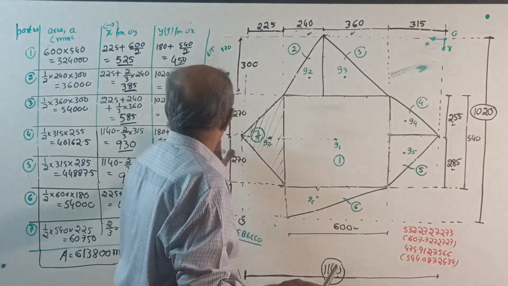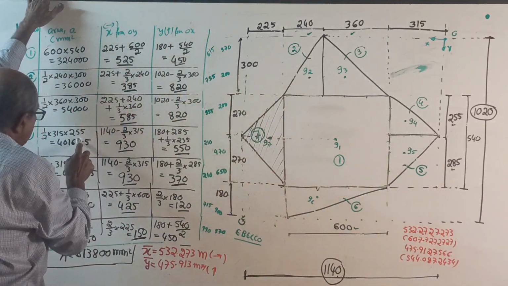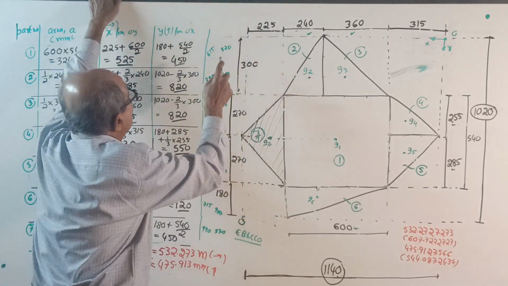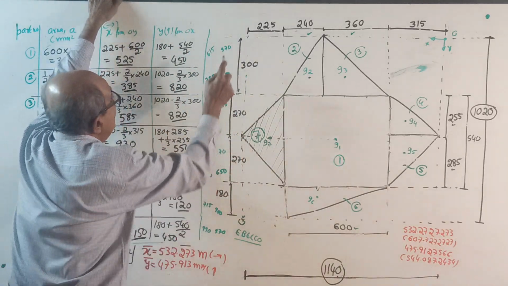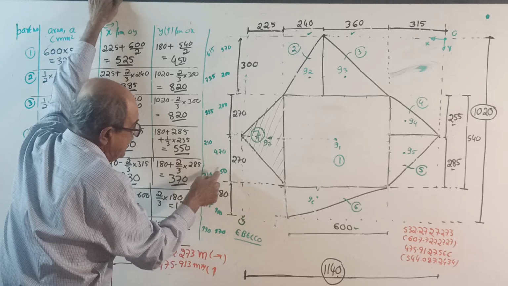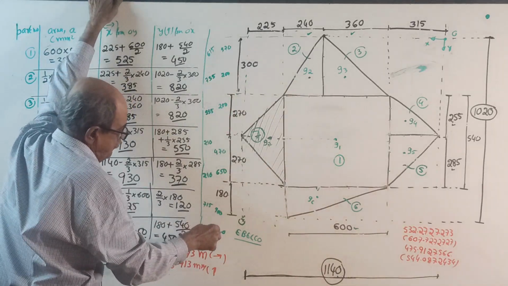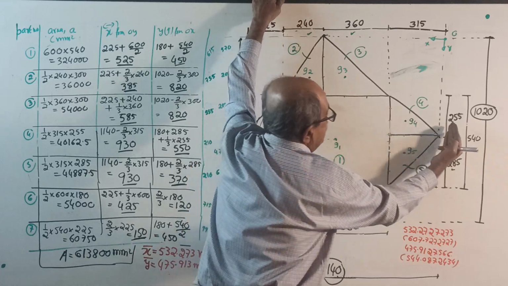Start once again. I wrote the numbers here. A1, A2, A3, A4, A5, A6 remains same. You write one more table. This is your X1, X2, X3, X4, X5, X6, X7, Y1, Y2, Y3, Y4, Y5, Y6, Y7. Green color one. Start. Figure number 1. X1 from here.